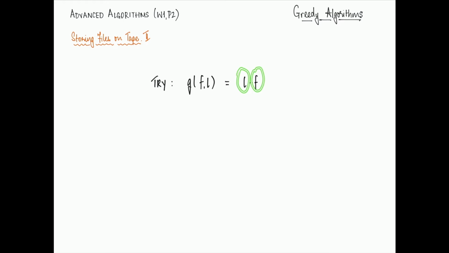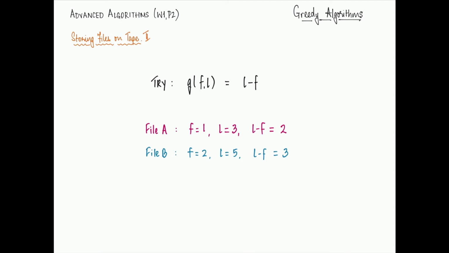But as it turns out, unfortunately, this function doesn't quite work as we would want it to. And here is one example to illustrate this. So consider the scenario where we have two files. The first one has a length of 3 units and will be accessed only once. So the L minus F value for this is 2. And we have a second file which has a length of 5 units and will be accessed twice. And the L minus F value on this is therefore 3. So if we want to organize the files according to smaller g values first, then file A will show up first and file B after that, at least according to the algorithm.